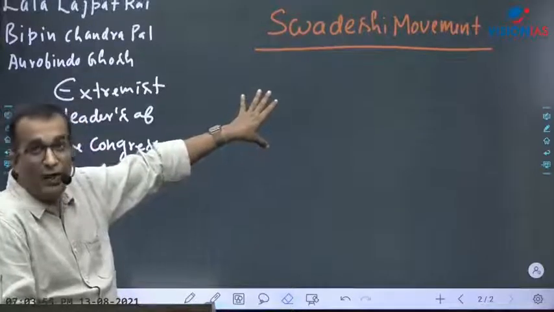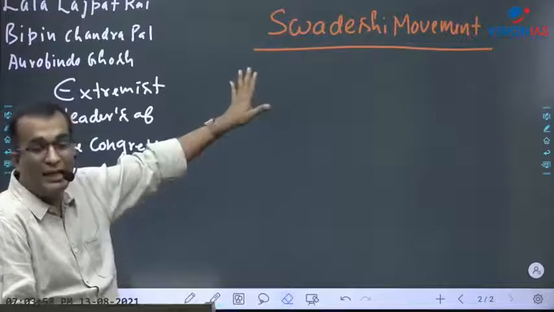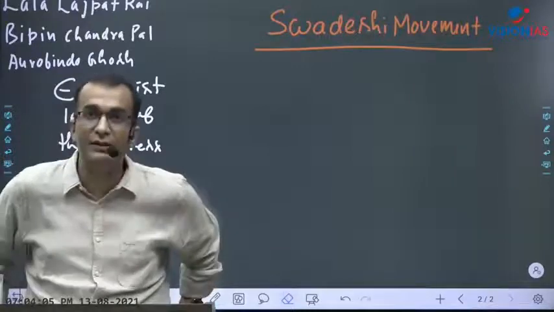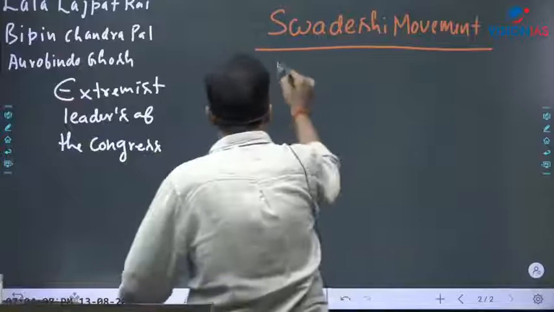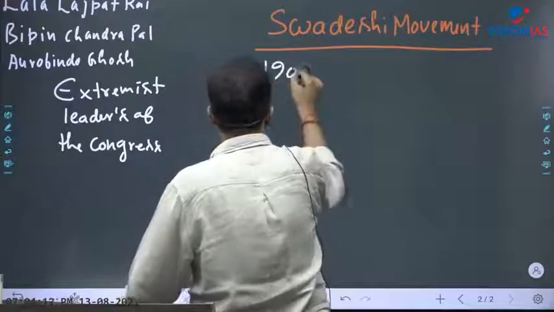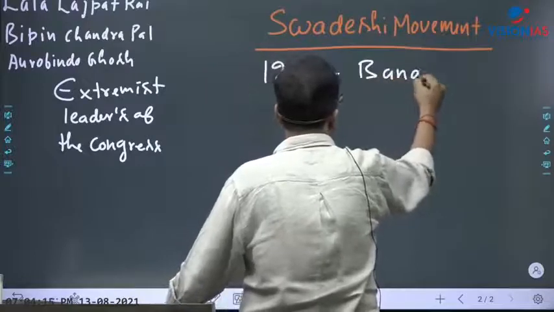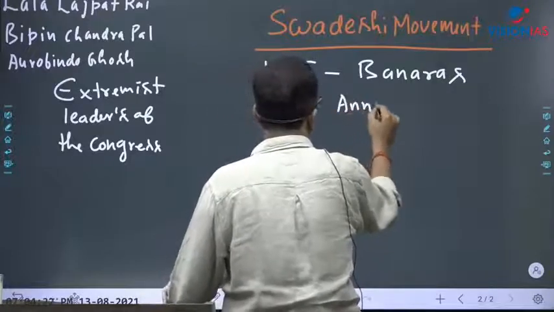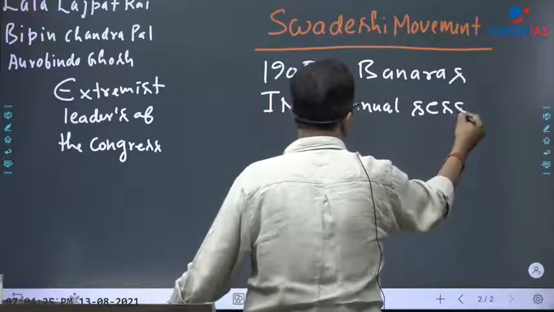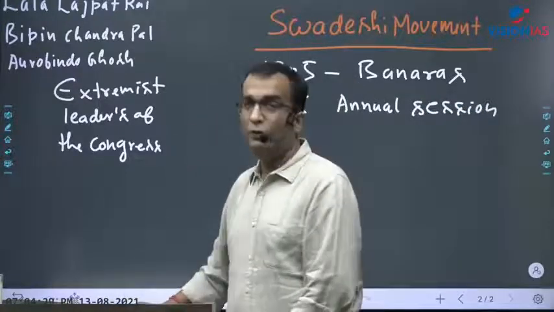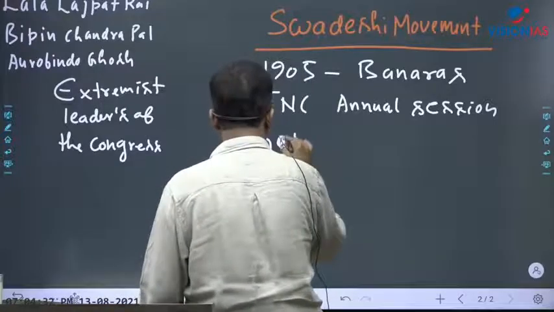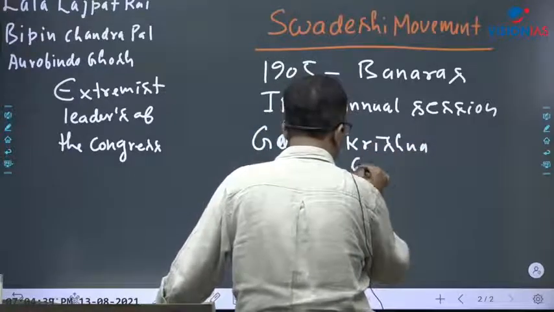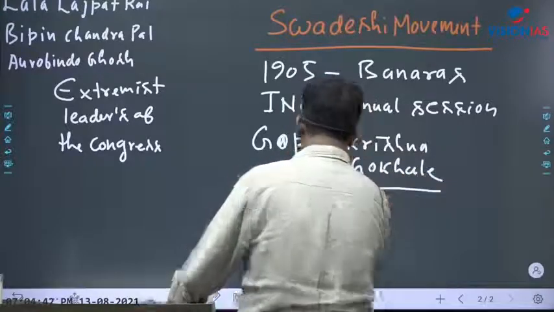Swadesi movement in this context. Now I have told you the organization of the Congress and its rules. In 1905 the annual session of the Congress was to be held, and this session was to be conducted at Banaras. Gopal Krishna Gokhale was the president of this assembly, and he was a moderate leader.